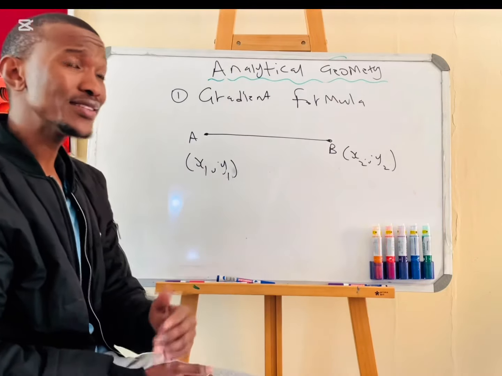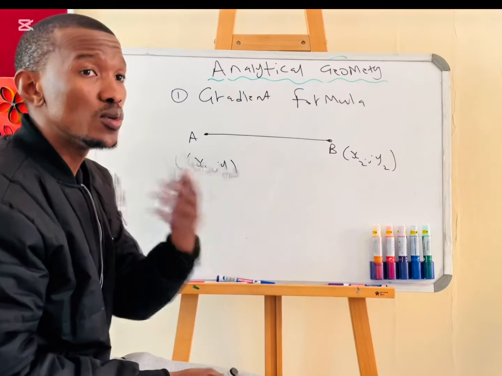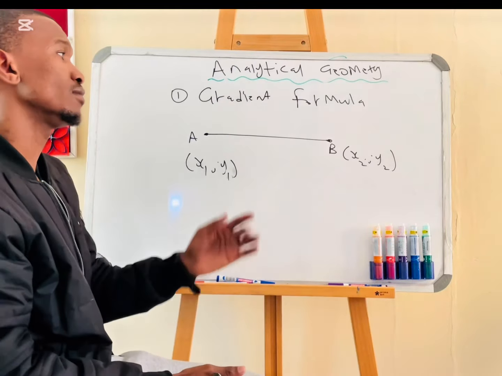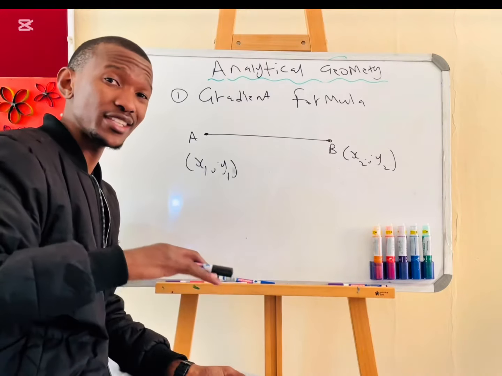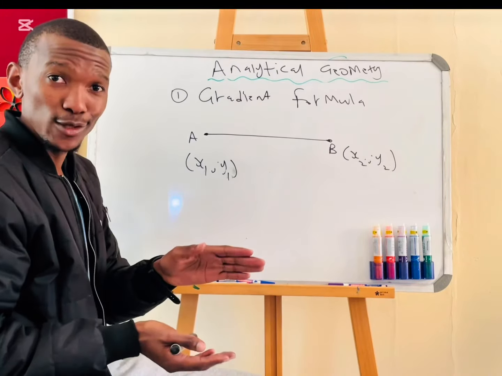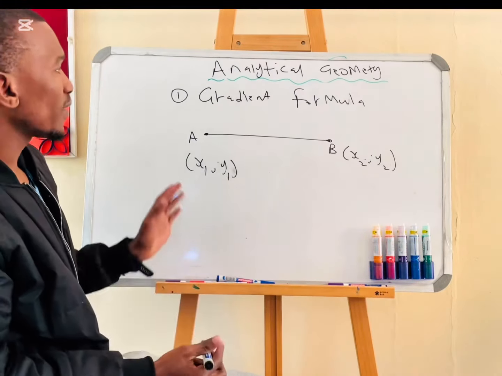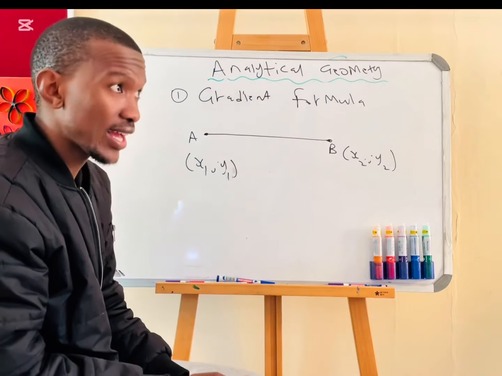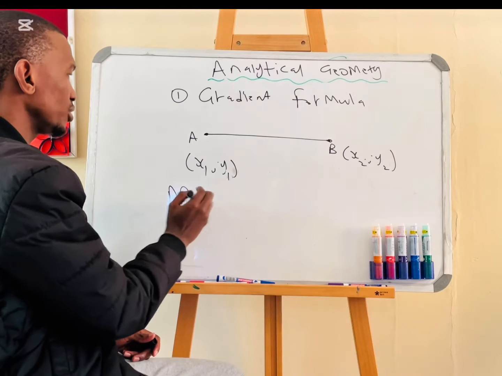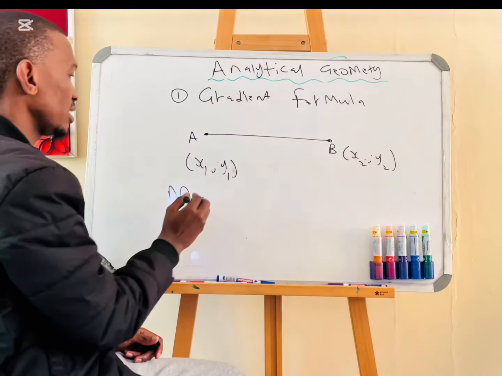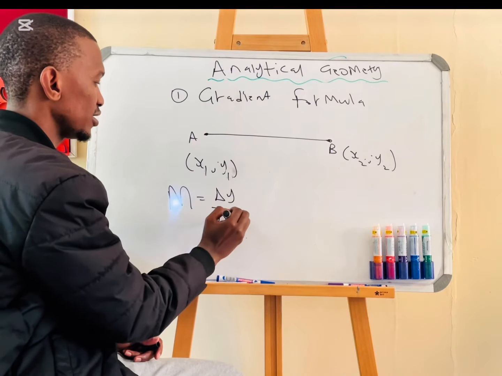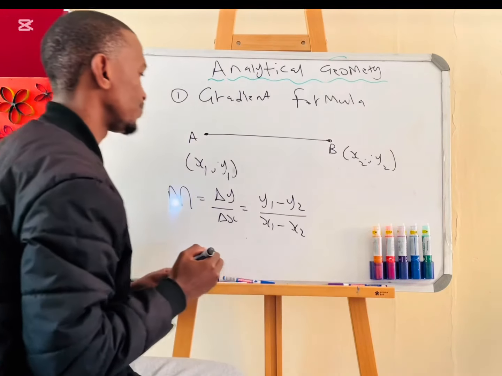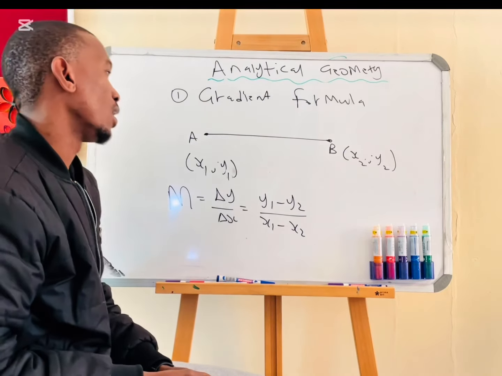How do you find the gradient? What is the gradient? The gradient is basically the slope of a straight line, whether the slope is decreasing or increasing. In geography it also tells you about the gentleness of the slope, whether the slope is gentle or steep. You understand? So if they ask you to find the gradient of any given 2 points or straight line, your formula is going to be m, which stands for the gradient. It's given by change in y over change in x, equals y1 minus y2 over x1 minus x2. That is the formula for calculating the gradient.